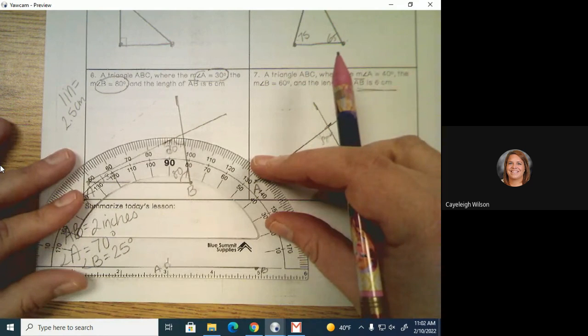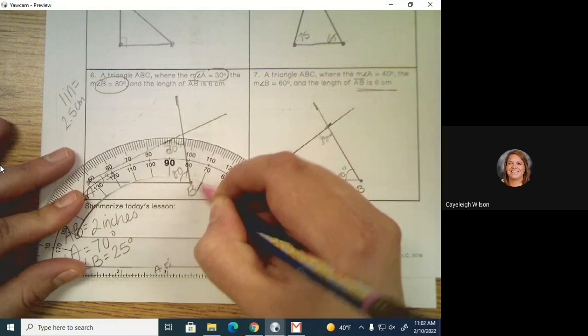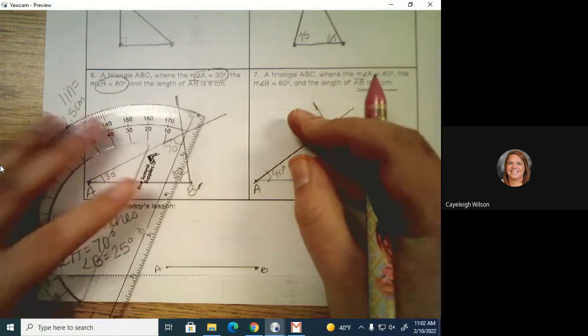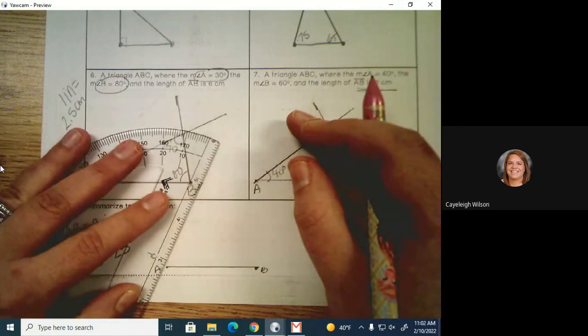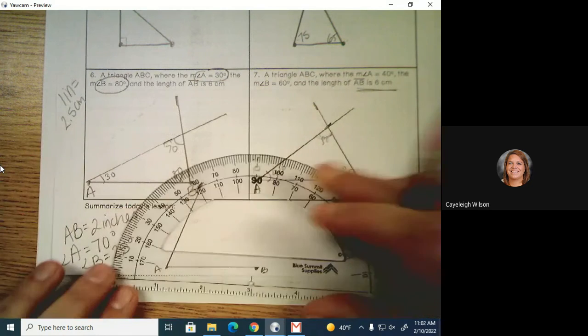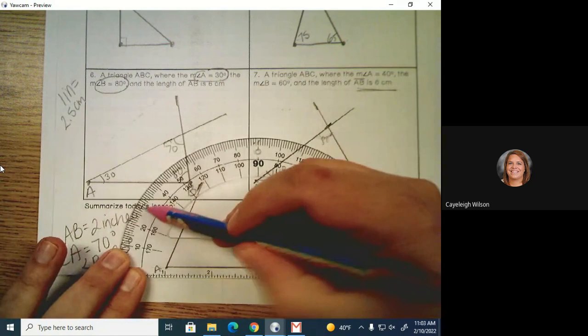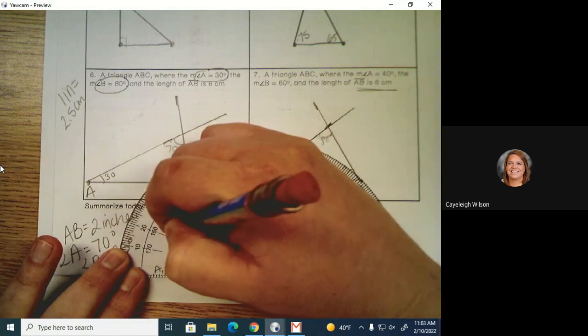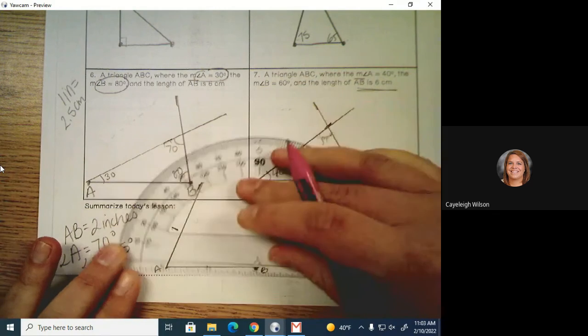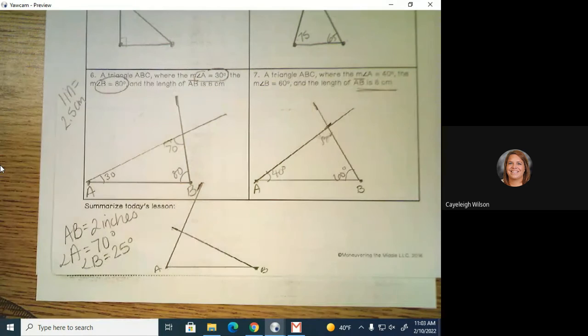All right, so I'm going to go ahead and put my A is 70 on there. So there's 70. So I'm going to connect my 70 to my A. And then B is 25. So I'll put it on the other point. 25 is halfway between 20 and 30. So right there. And I'll connect those. And I'm done.